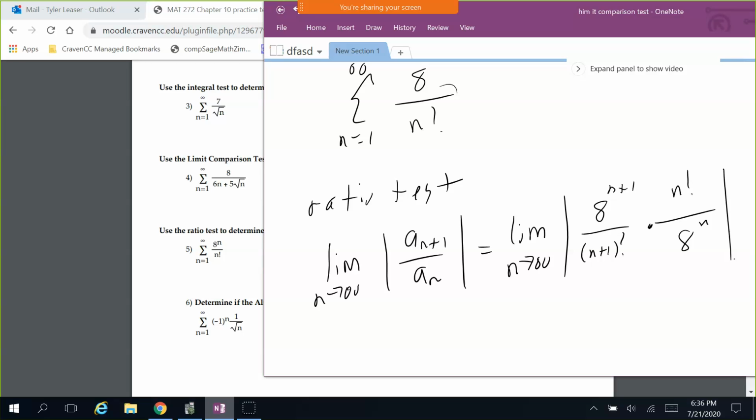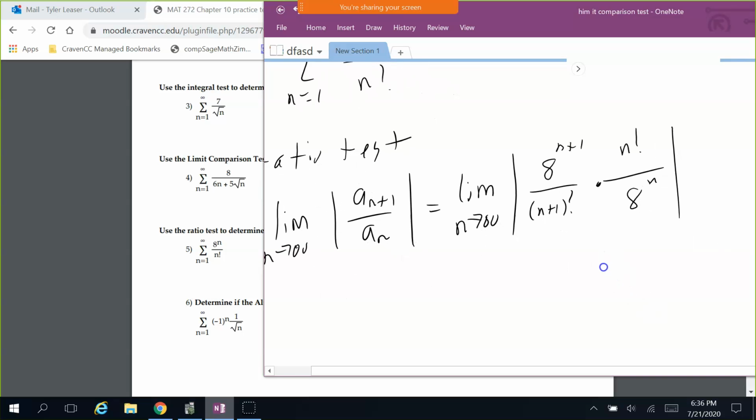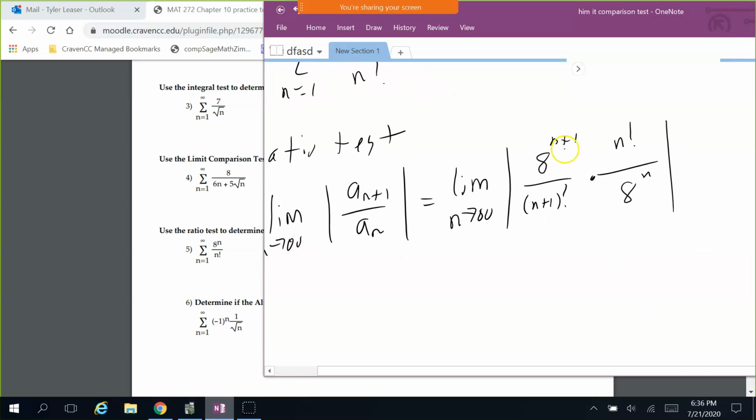We want to simplify this down, and we're going to use the same tricks that we've been doing for a while now with the ratio test. Let's worry about the 8 stuff first. I have an 8 to the n plus 1 in the numerator, and then just an 8 to the n in the denominator. Those two things are going to cancel out to just be an 8 to the 1.